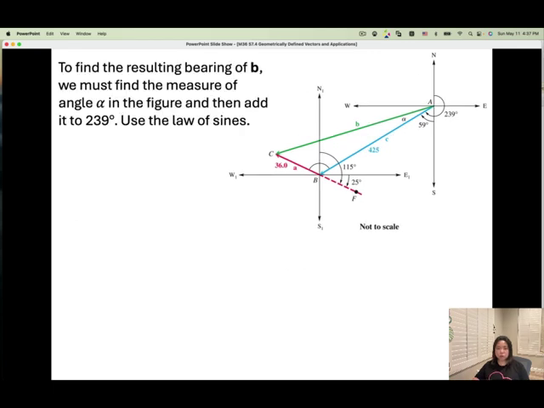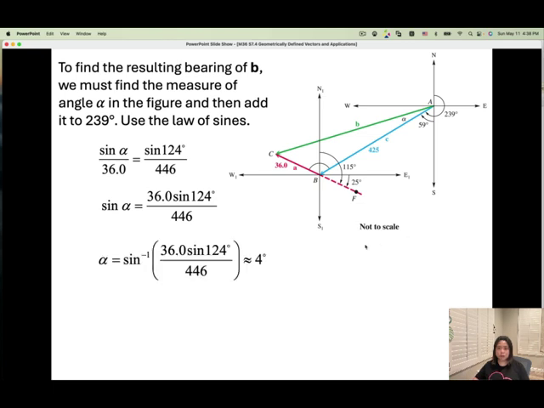So now we're going to use the law of sines. Sine alpha over 36 equals sine 124 over 446. Cross multiplication. Use your calculator. You're gonna see alpha is about equal to 4 degrees. So the bearing of the resulting force will be 239 plus 4 degrees, which is gonna be 243 degrees. That's it.